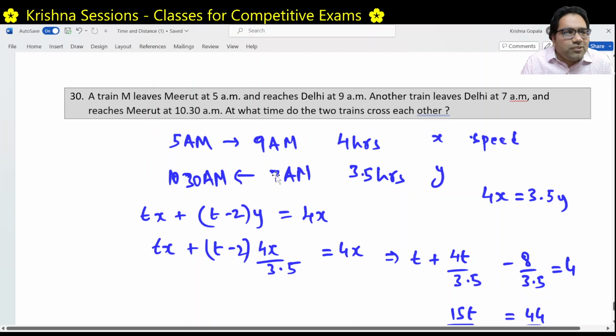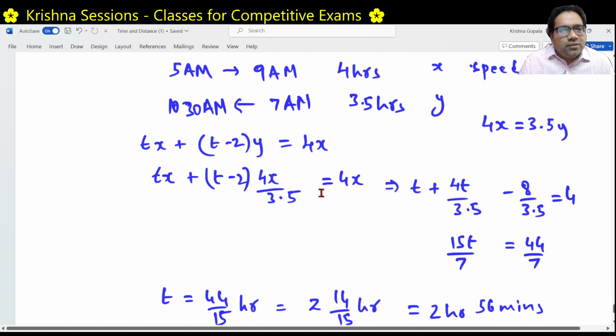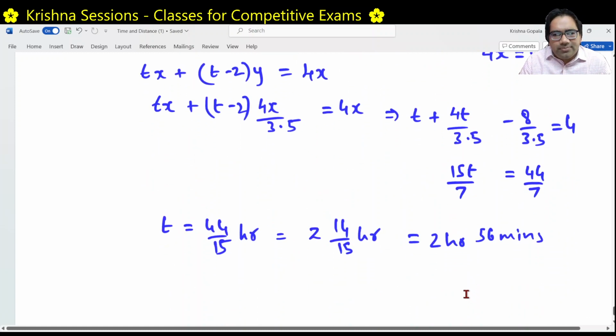Only, because before 7 a.m. there is no chance. This train has to start, then only will they meet. And after 9 a.m. also there is no chance, because the train has already ended, right? So at 7:56, both the trains are meeting.